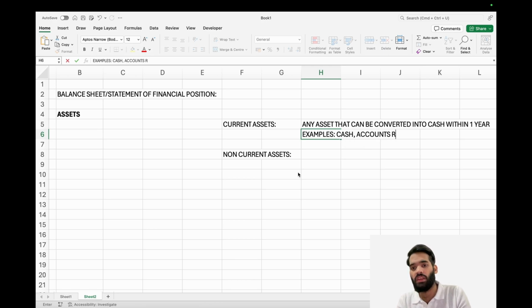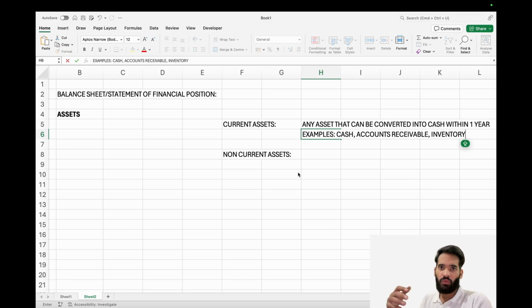Accounts receivable, of course, is the money customers owe you. So if the customer owes you money, probably they will pay you within 1 year, right? It's not like we're going to give them more than 1 year to pay, in most cases at least. Inventory obviously is what we sell. So if I have some stock in my warehouse, of course I'm going to probably sell it within 1 year, right? Or at least try to do that.